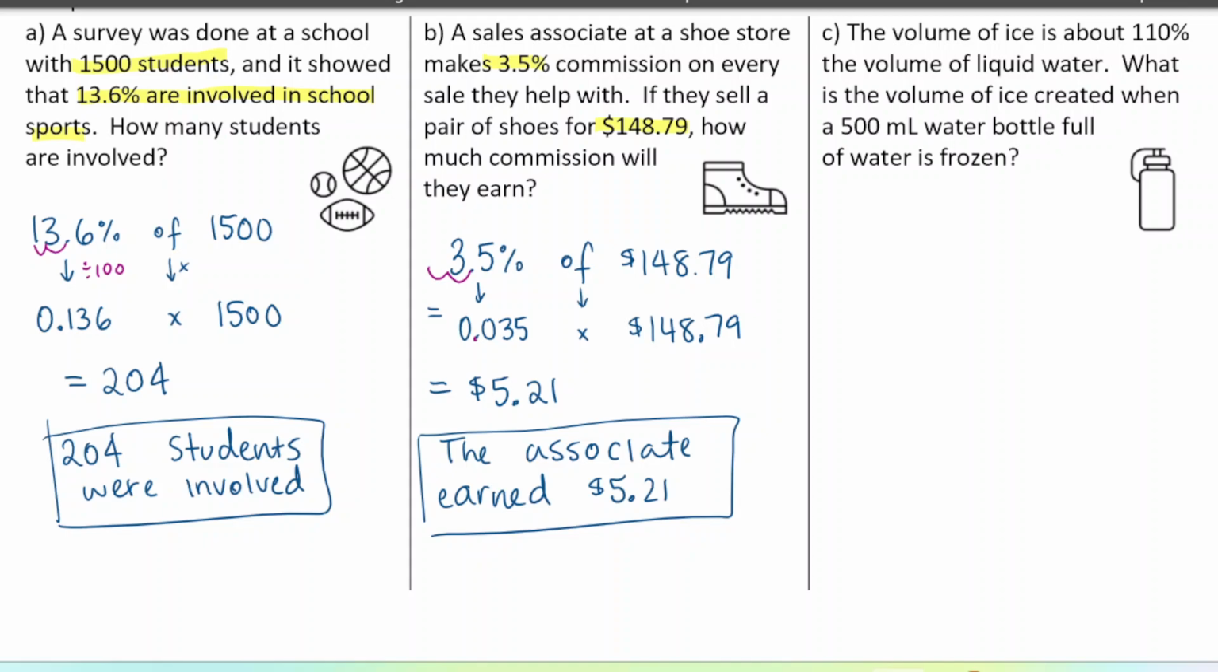All right. The volume of ice is about 110% of the volume of liquid water. If you've ever tried to freeze a water bottle, you would know this. Sometimes if you freeze a water bottle that's pretty full, it's going to explode in the freezer. That's because ice actually expands when it freezes. So it's about 110% of the volume that it is when it's in liquid form.